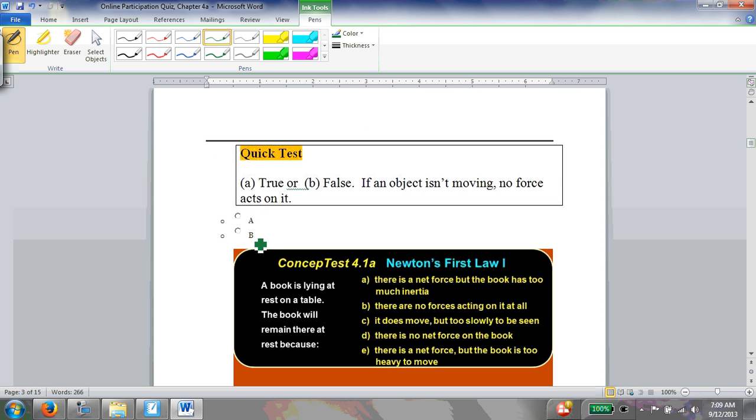If an object isn't moving, no force acts on it. Let's see, if an object is stationary, that means that no force acts on it. That's not true. I can have a stationary object, say just a box sitting here. I have the weight of the object, and then I can also have what we call a normal force acting upwards. So if an object is stationary, no force acts on it, that is a false statement.